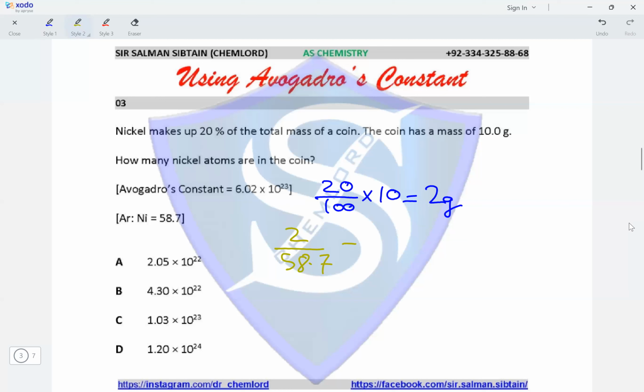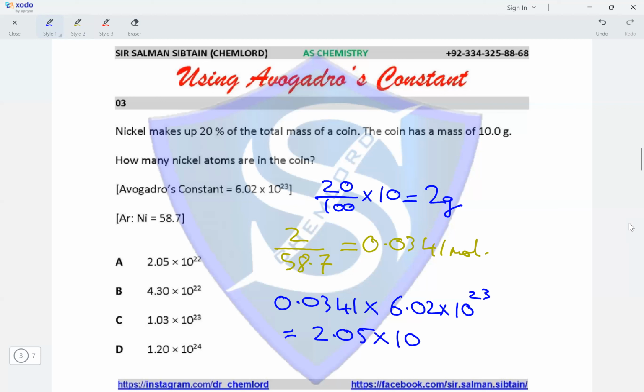The next step would be to divide 2 grams by 58.7, which is the AR of nickel, to obtain the number of moles of nickel, which would give us a value of 0.0341 moles of nickel present. And the next step would be to multiply 0.0341 into 6.02 into 10 to the power of 23, which would give us a value of the number of nickel atoms present on the coin. So this gives us a value of 2.05 into 10 to the power of 22 atoms, making option A the correct option for this question.